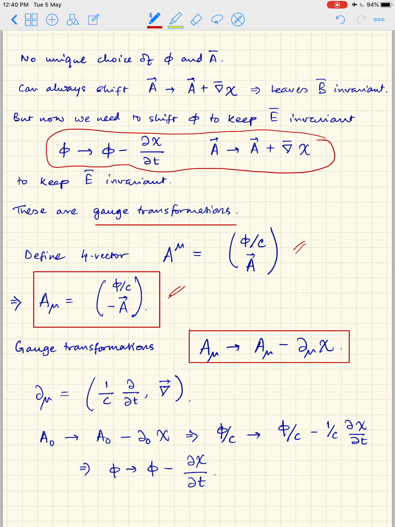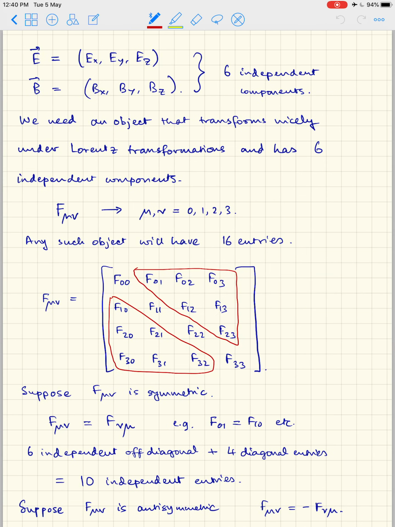And so that was the first thing that we did. Now I wanted to stress to you that you had these 6 independent objects, 3 components of the electric vector, 3 components of the magnetic vector, and we were in search of something that transforms nicely under Lorentz transformations and also has 6 independent components.